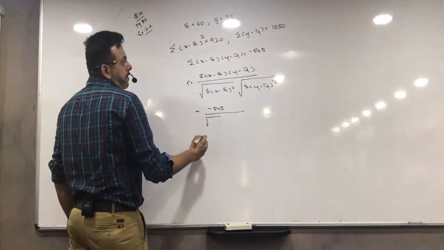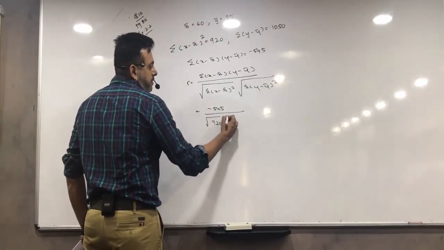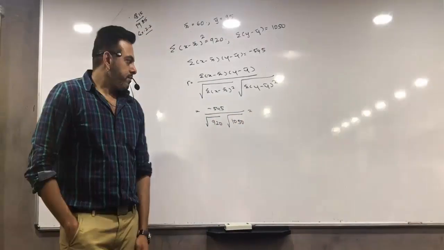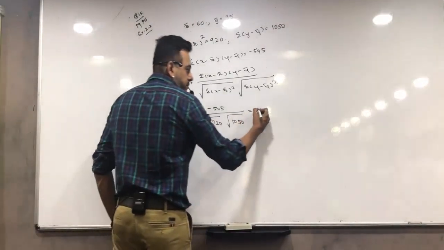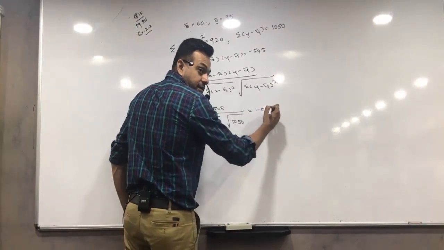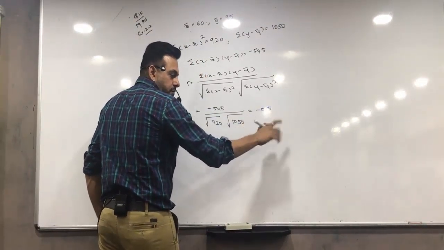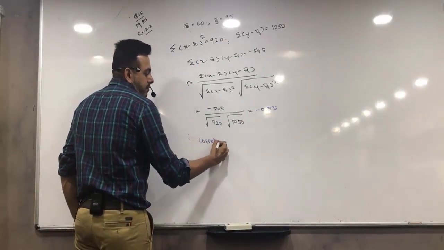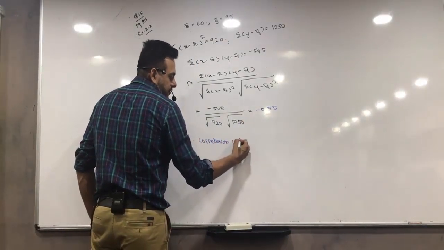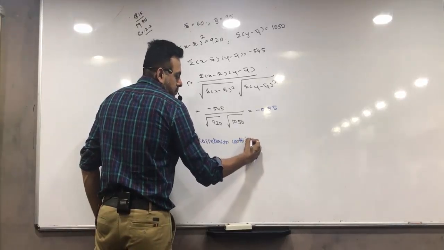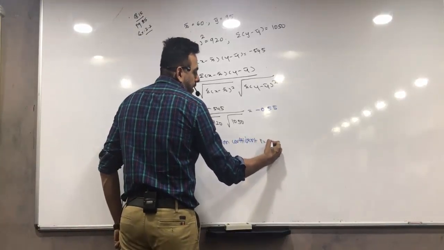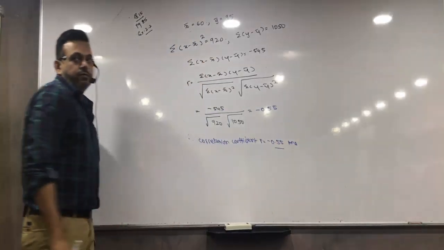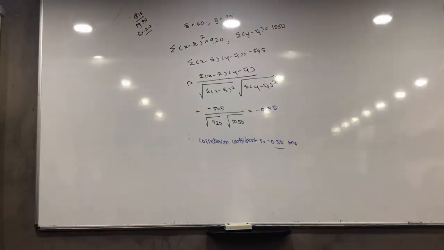Yes. So 920, 1050, negative. What's the answer? 5. Therefore, the correlation coefficient r is equal to minus 0.55. That is the answer. Please write it like this to get full marks in the exam.